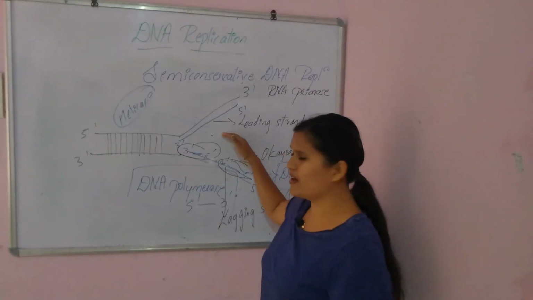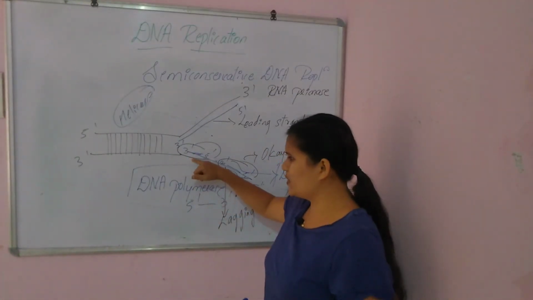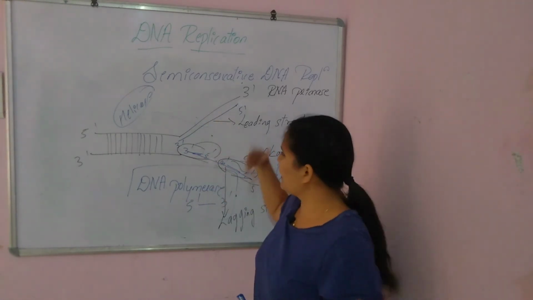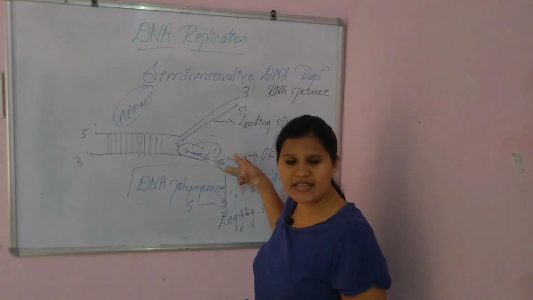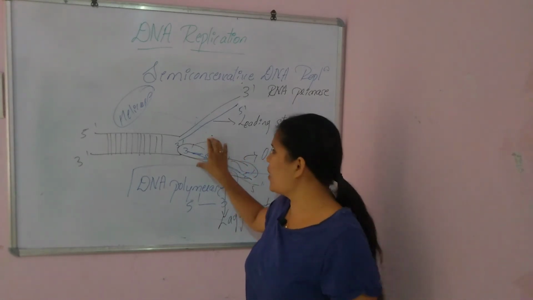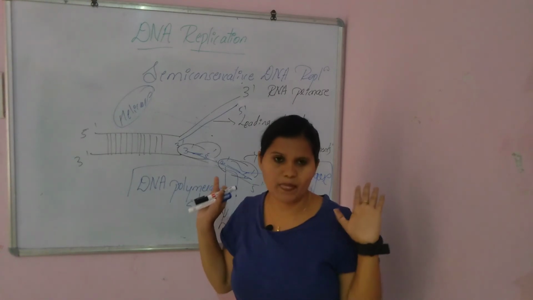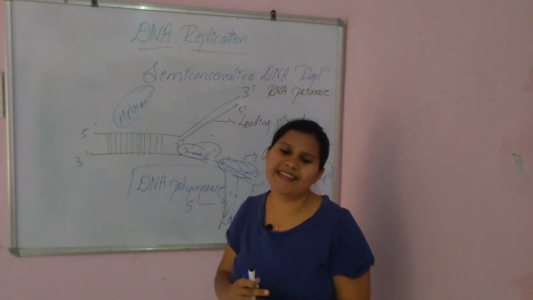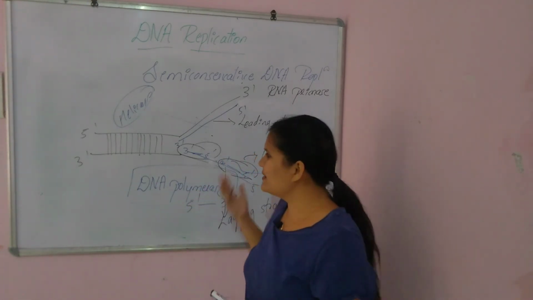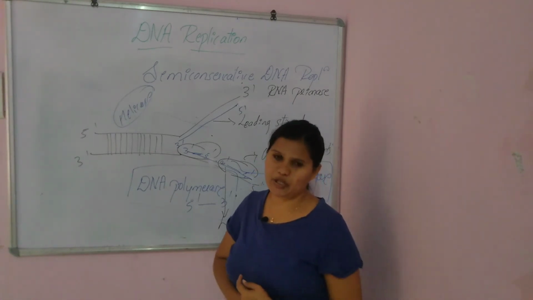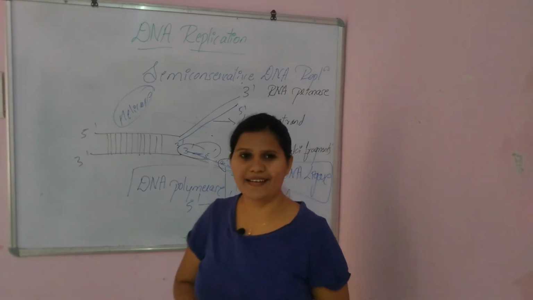Now see here, you can see that where one parental DNA strand is present, two newly synthesized DNAs are produced, and now these two act as totally new DNAs. So this is called DNA replication, and these are all the process steps involved in DNA replication. Okay, is this clear?